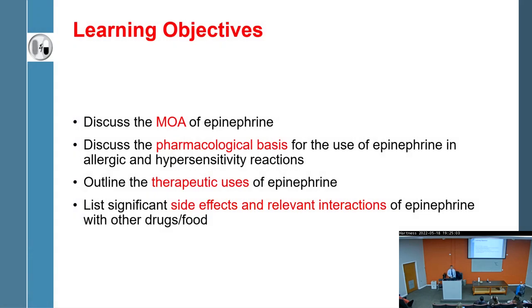So we talk about the mechanism of action. Well, we talk about what epinephrine is first, and then the mechanism of action, and then why this is important for this particular topic of hypersensitivity reactions. Okay, so what are the pharmacological basis of the uses of this to treat some conditions that we will be discussing, and then how they are used, and then some side effects and important interactions of this drug with somebody.